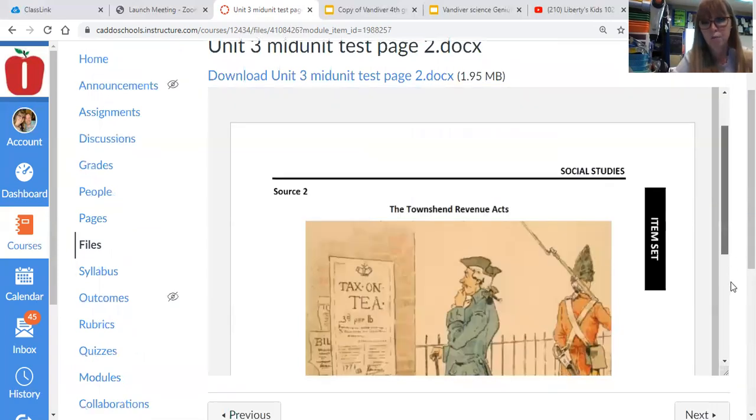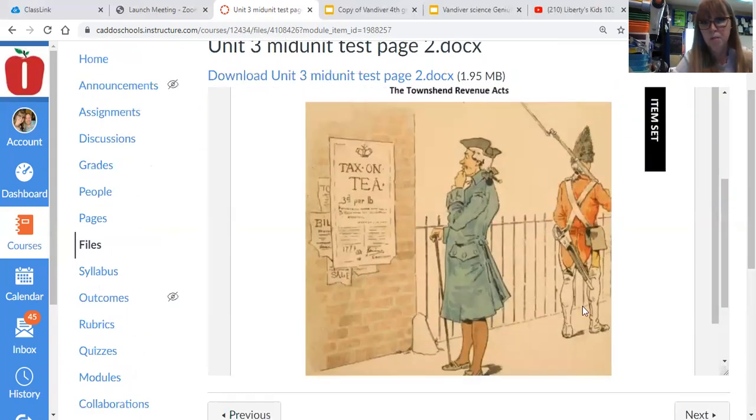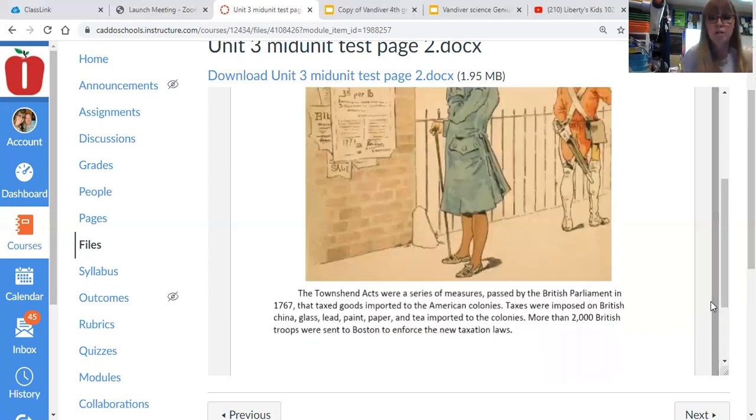Okay, source 2, we see an image of a red coat with his back to this gentleman in a blue coat who's looking at a poster. It says tax on tea. Beneath it, it says the Townshend Acts were a series of measures passed by the British Parliament in 1767 that taxed goods imported to the American colonies. Taxes were imposed on British china, glass, lead, paint, paper, and tea imported to the colonies. More than 2,000 British troops were sent to Boston to enforce the new taxation laws.